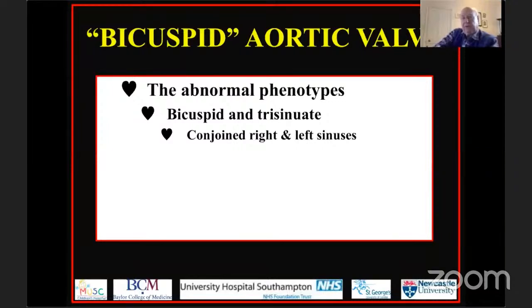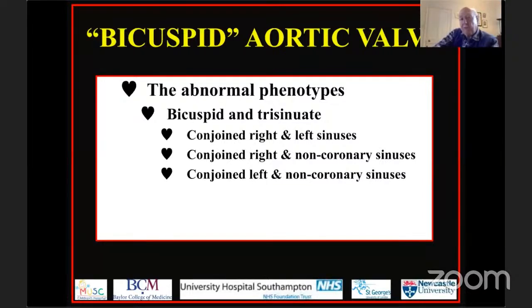And you will know that oftentimes this problem does not present in the neonatal period. Many times it's adolescents or adults you see with the bicuspid valve. And then typically those valves are bicuspid but trisinuate. And there are three specific patterns that are common: the conjoined right and left sinuses, the conjoined right and non-coronary sinuses. Those are the common variants. In fact, I misspoke a moment ago, because rarely you can have the situation in which the right coronary leaflet and the non-coronary leaflet are silted up.